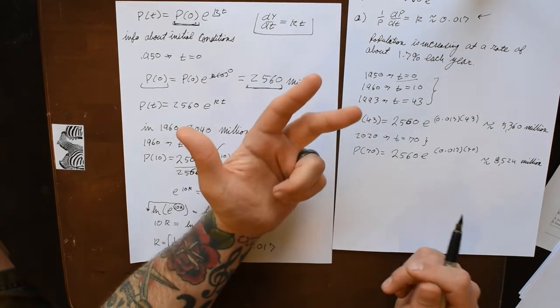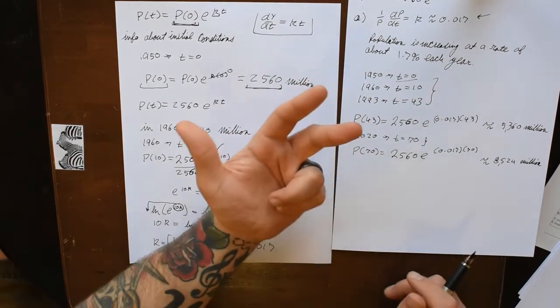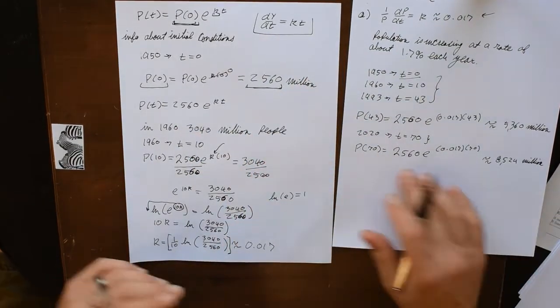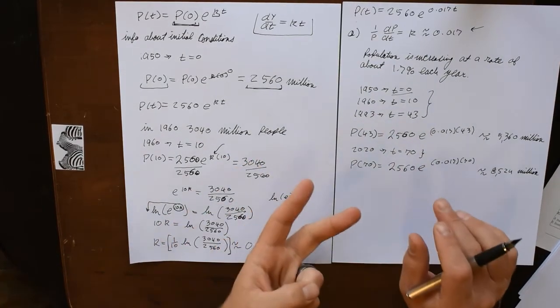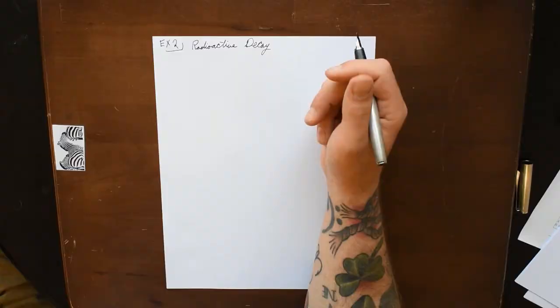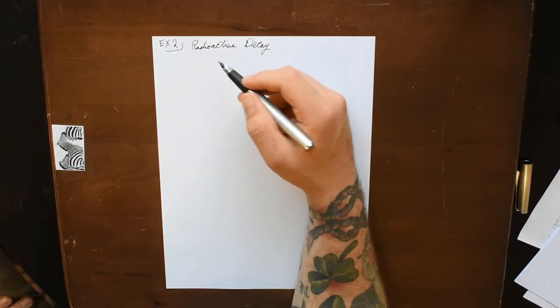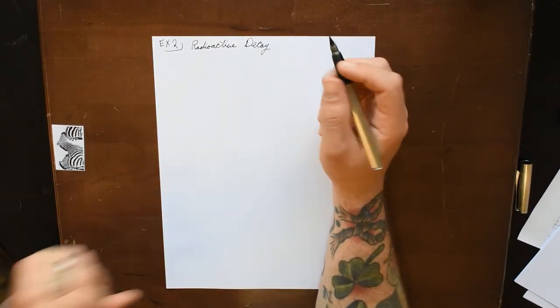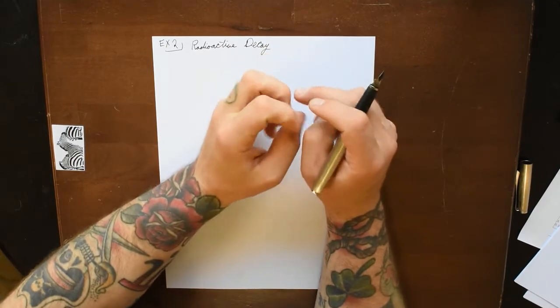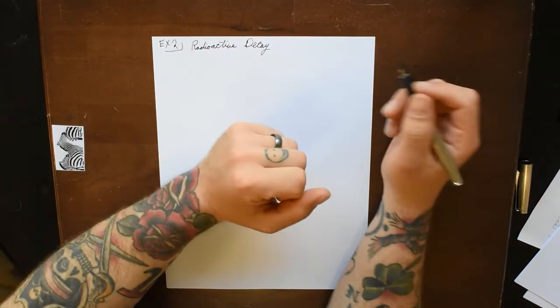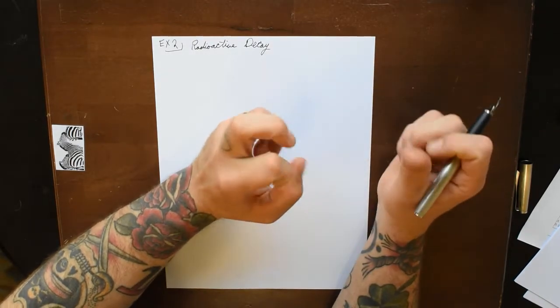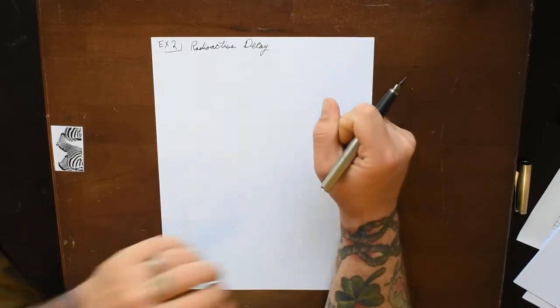And the third thing you do is whatever the question is asking you to do: make predictions, analyze a chart, something like that. But you need your initial conditions, and then you need the value of k. So in example 2, we're going to talk about radioactive decay. That's like you have some sort of isotope and it's decaying, it's emitting radiation, and the mass of that object is going to go down as a result.